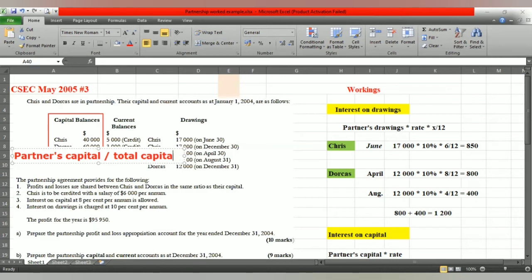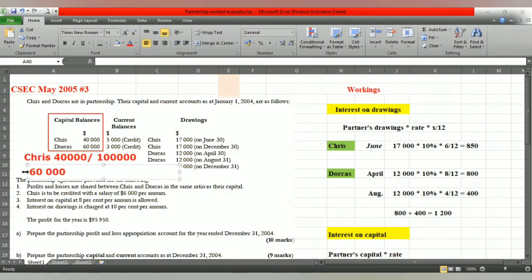Now, we look at that, for Chris, that total capital contributed by Chris is 40,000. So if we should calculate the ratio for Chris, it is 40,000 divided by 100,000. And for Dorcas, it is 60,000. Remember, that is the amount of capital contributed divided by 100,000. And remember, this is for Dorcas, as the workings for Dorcas.